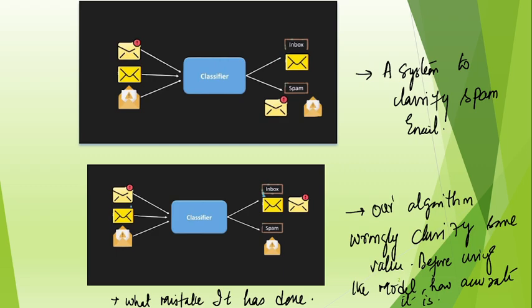Introduction for the confusion matrix. We have got a classifier example which classifies our mail into a regular mail and a spam mail. So we have got the inbox and we have got the spam mail. This is my classifier, which has put mail into the inbox and this into spam. But it also classified a spam mail into my inbox. Our algorithm wrongly classifies some values, and before we put the model into use, we need to know what mistakes it has made.